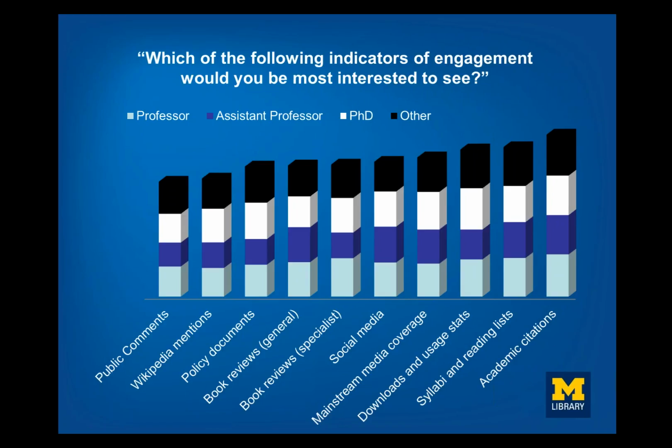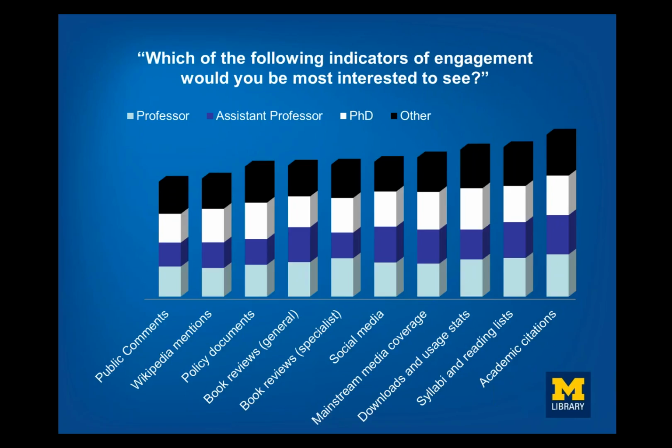From there, you can see syllabi and reading lists, downloads and usage stats, mainstream media coverage, so mentions in the Washington Post, for example, social media, so Twitter, Facebook, etc. Specialist book reviews, so in specialist journals appropriate for the discipline, and then general book reviews that might be in something like the New York Times. It could also be in the Huffington Post or a more general sort of place. Policy documents, Wikipedia mentions, and then public comments are least important. So that's one interesting thing about this graph.